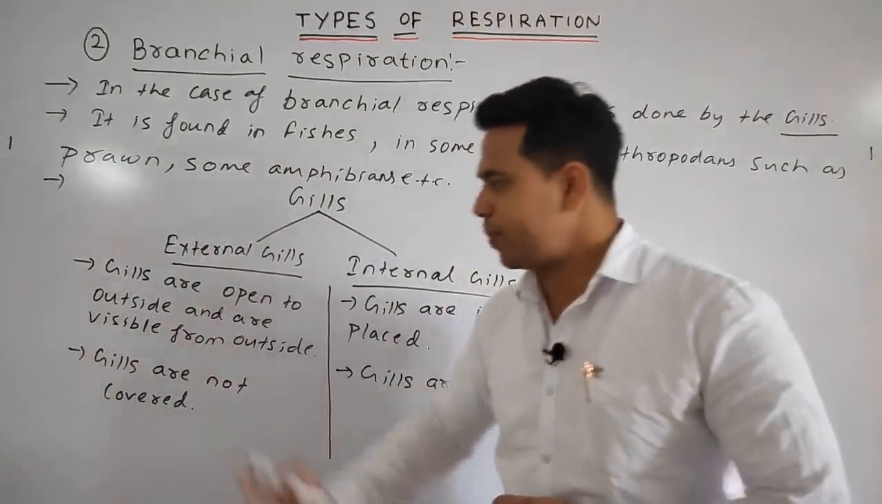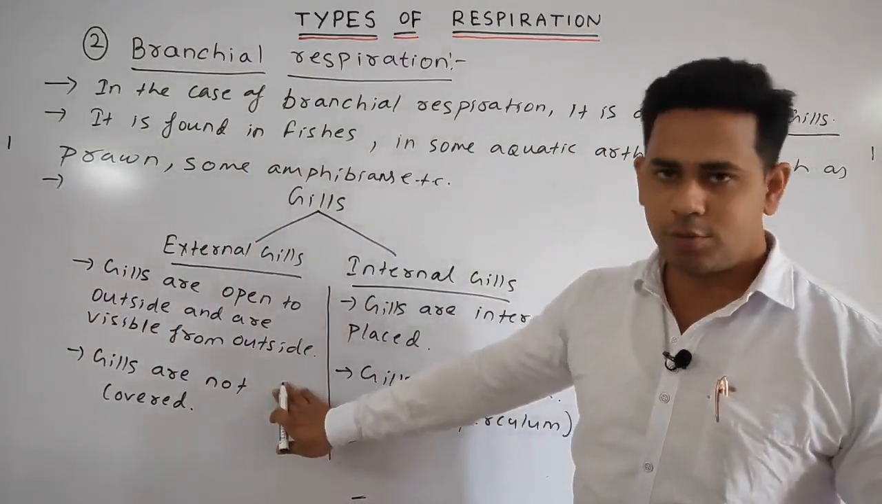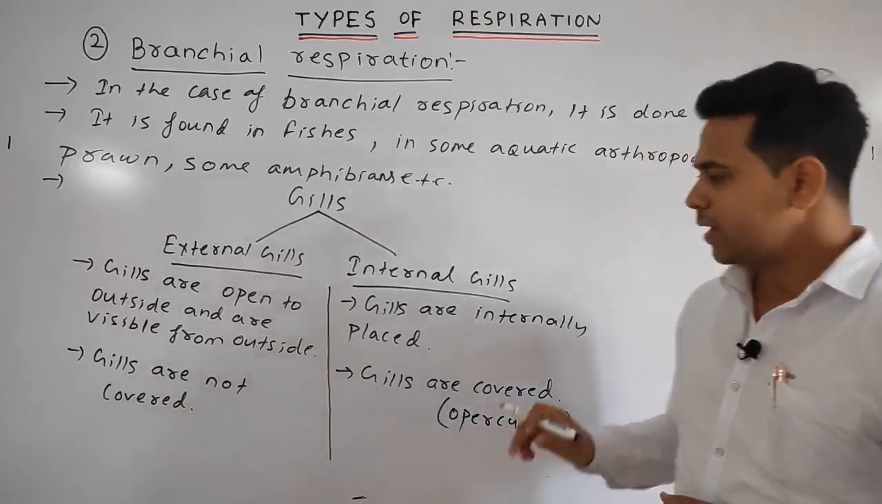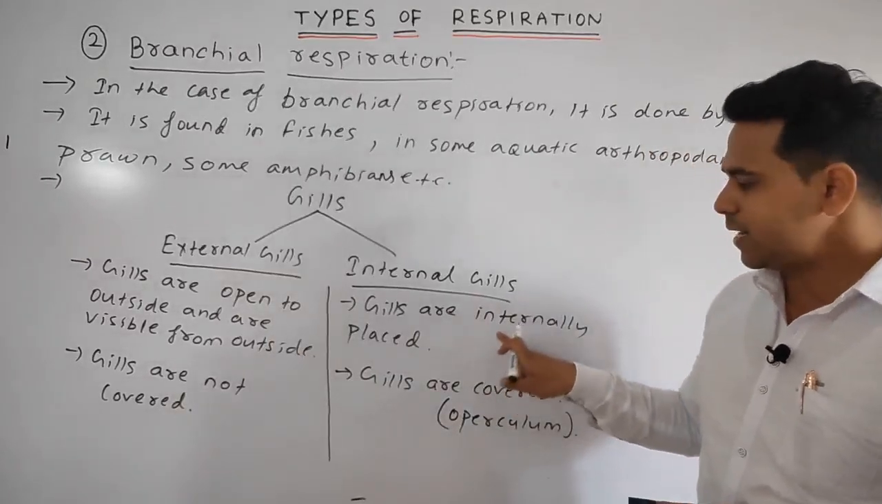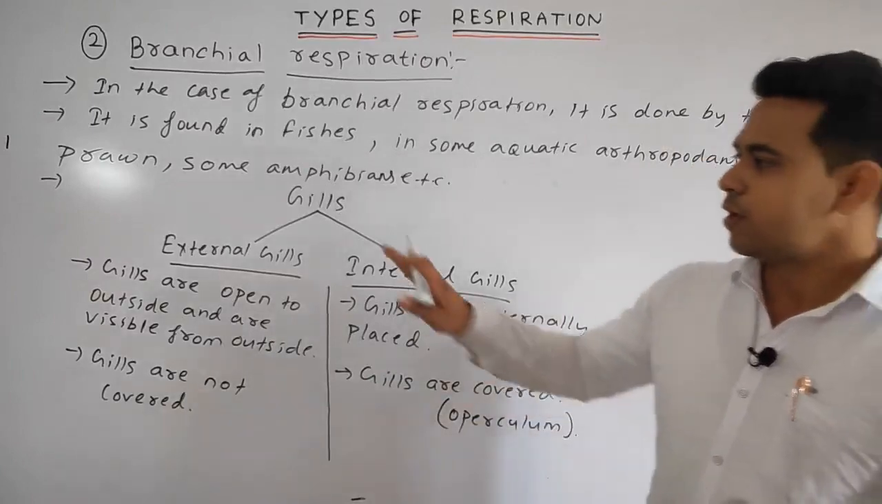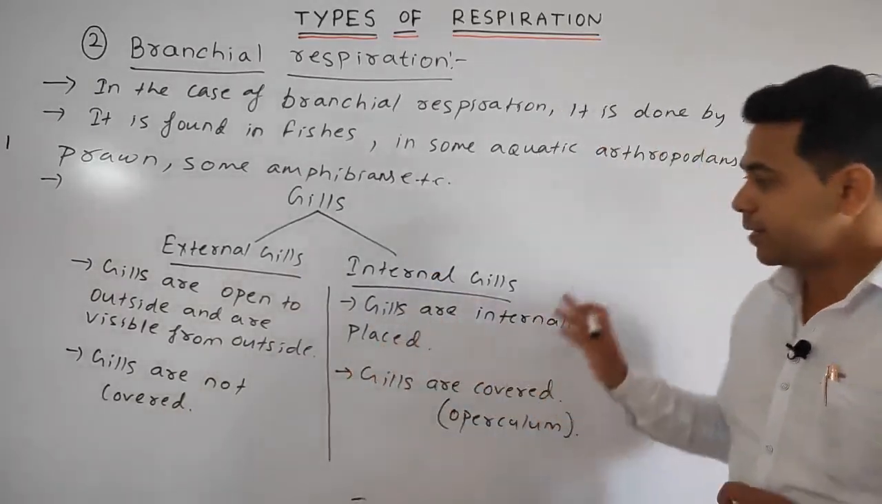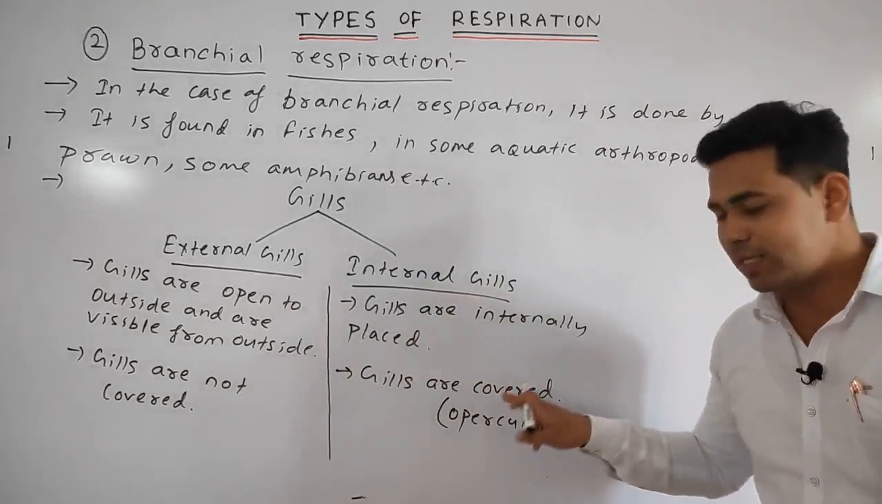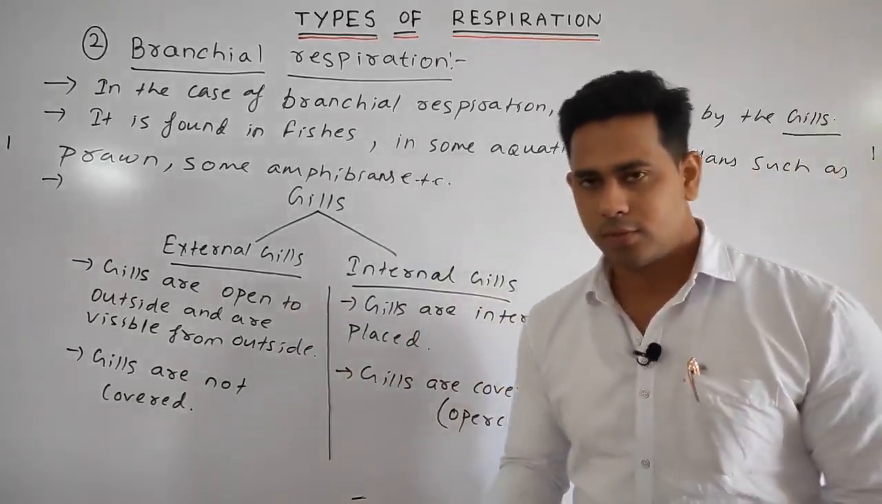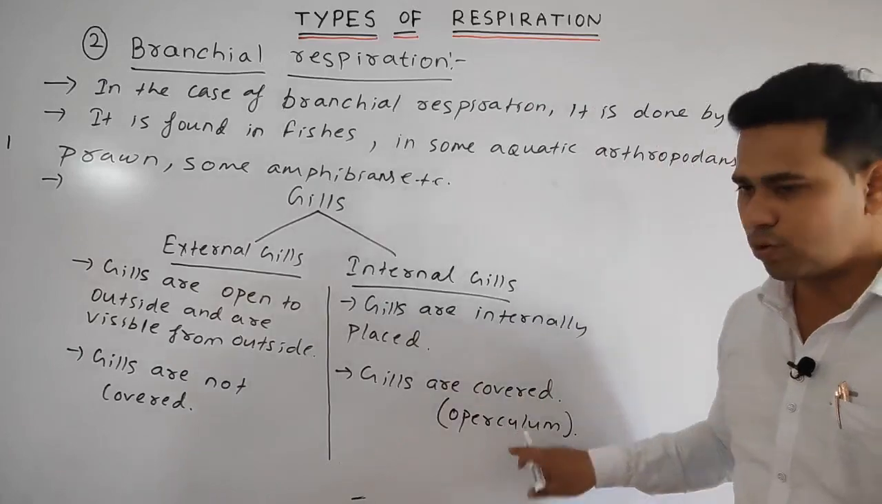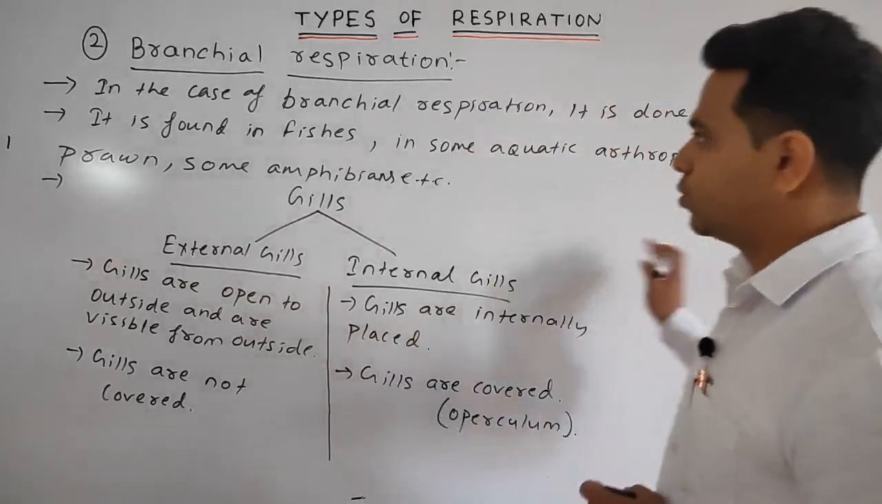Gills which are open to outside and are visible from outside are called the external gills, and in the case of the internal gills, the gills are internally placed. Whereas in the case of the external gills, the gills are not covered, but in the case of the internal gills, the gills are covered by a bony covering or a structure that is called the operculum. Okay students, please note down.